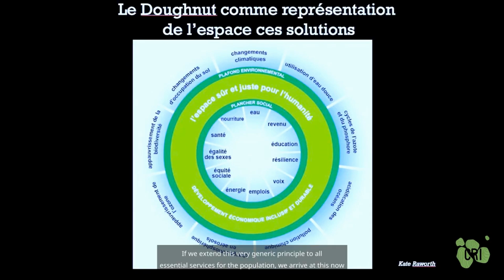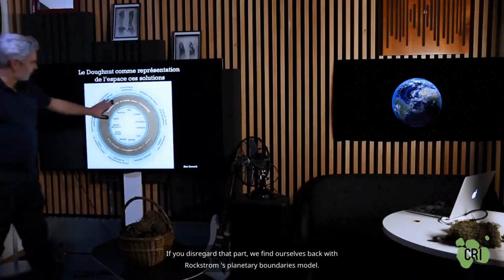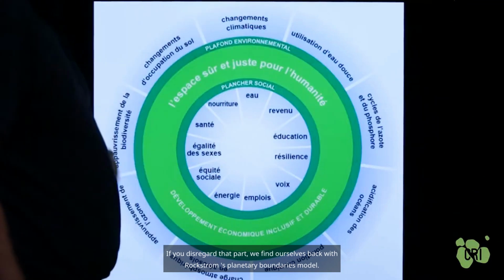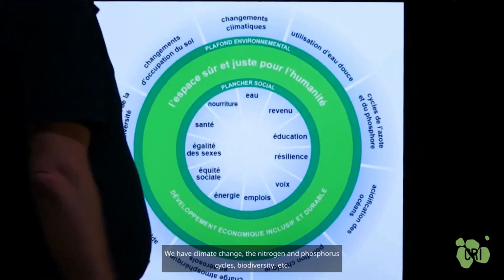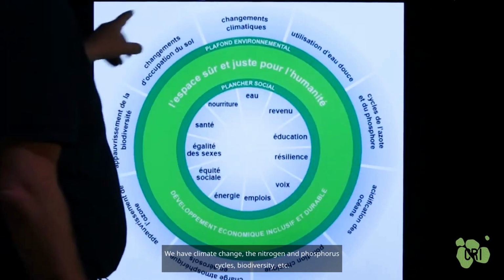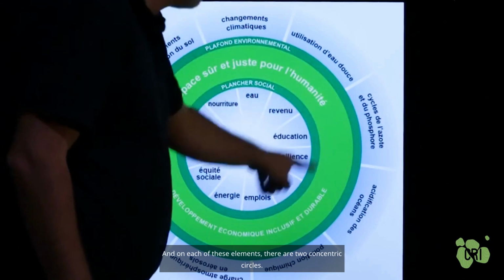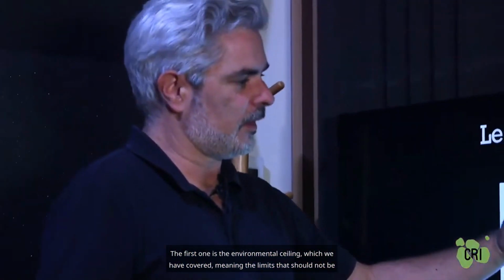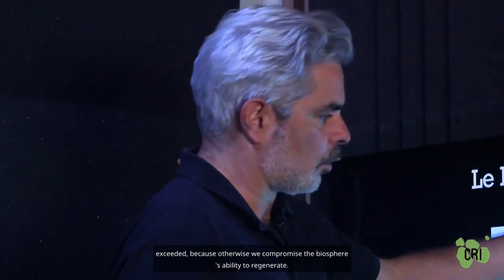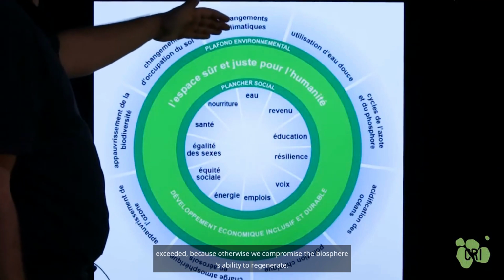If we extend this very generic principle to all essential services for the population, we arrive at this now well-known figure, which was developed by Kate Raworth, an economist who is interested in both planetary boundaries and essential services. If you disregard that part, we find ourselves back with Rockstrom's planetary boundaries model. We have climate change, the nitrogen and phosphorus cycles, biodiversity, etc. And on each of these elements, there are two concentric circles. The first one is the environmental ceiling, which we have covered, meaning the limits that should not be exceeded, because otherwise we compromise the biosphere's ability to regenerate.